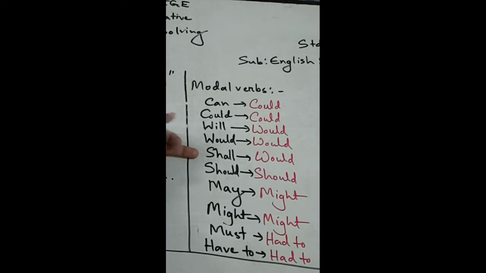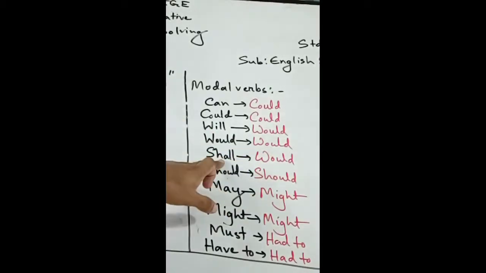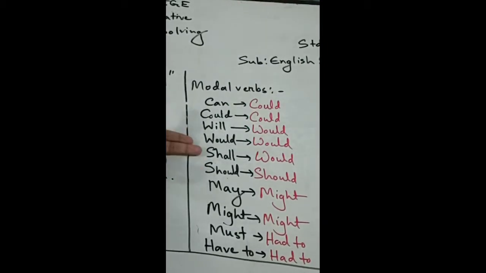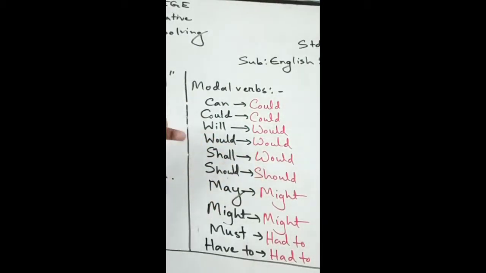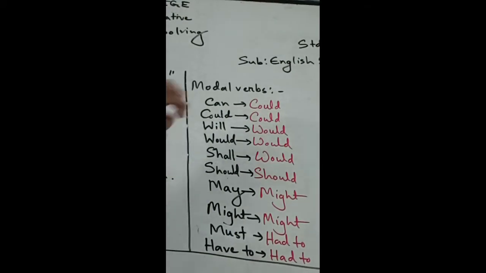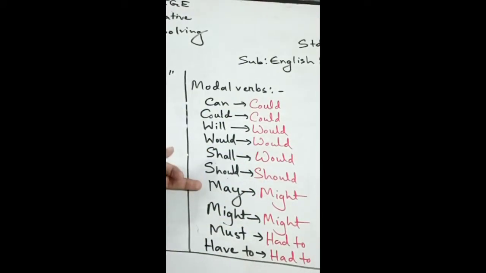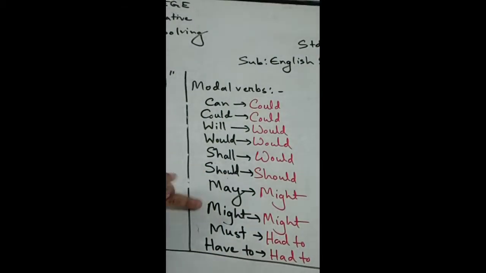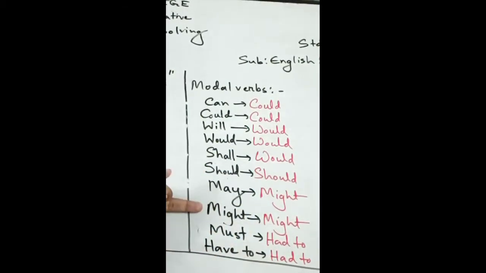Shall will become would. That's because shall and will actually share pretty much the same meaning. So we will take would for shall. Next, should will remain as it is. May will turn into might, the past form of may. Might will remain as it is.